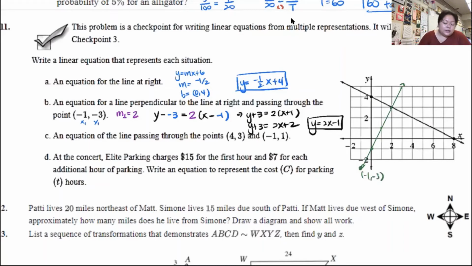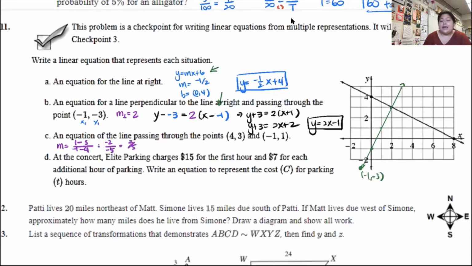Okay. All right, next one says, this is a totally different problem now. An equation of a line passing through the points (4, 3) and (-1, 1). So anytime you're writing an equation, no matter if you're using the slope-intercept or point slope, you need slope. So let's find slope first, right? So formula for slope is y2 minus y1 over x2 minus x1. That gives me -2 over -5, so 2 over 5.